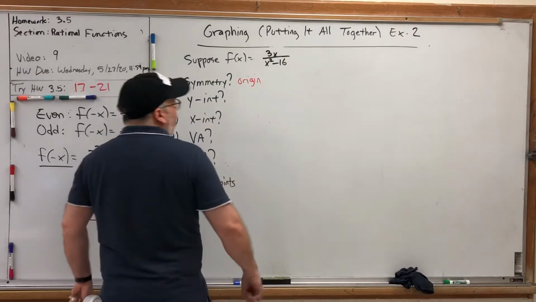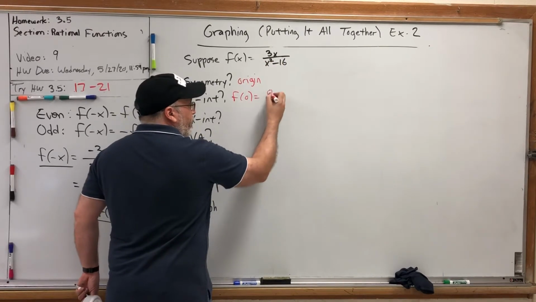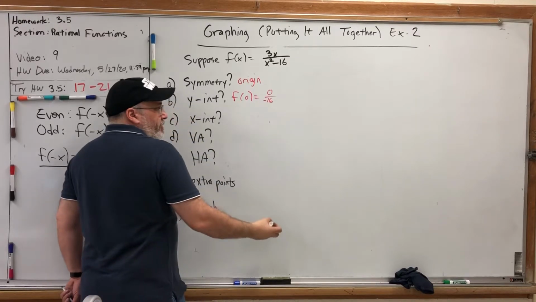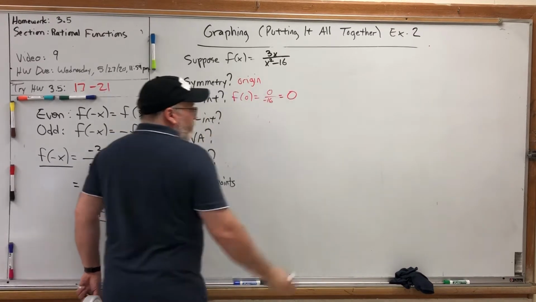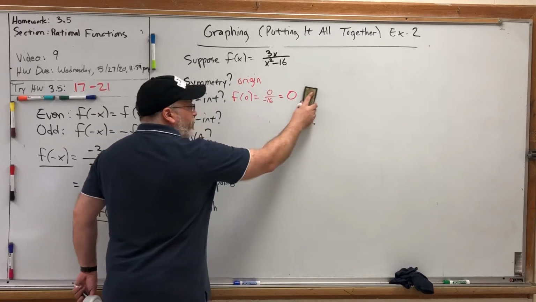Y-intercept, let's put in 0. F of 0 is 3 times 0, which is 0. 0 squared minus 16 is negative 16. 0 divided by negative 16 is 0. So we have a y-intercept at y equals 0.